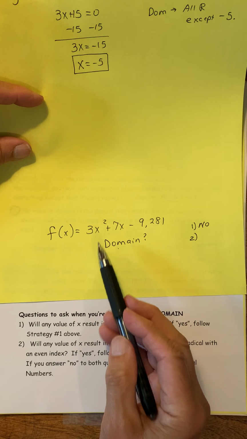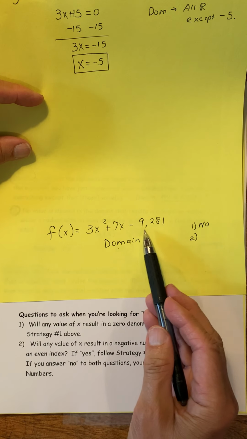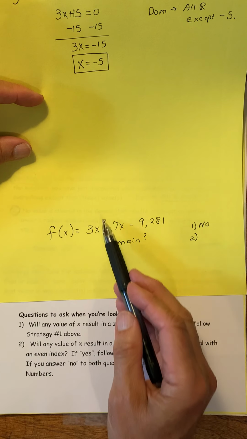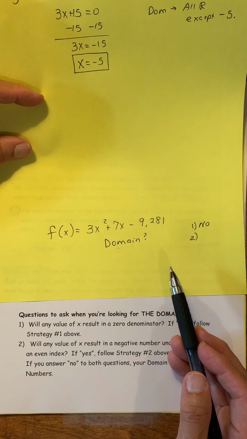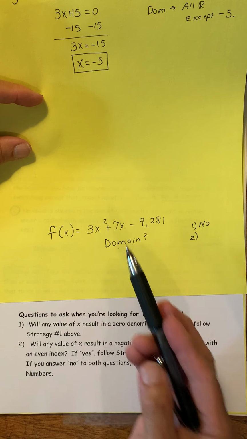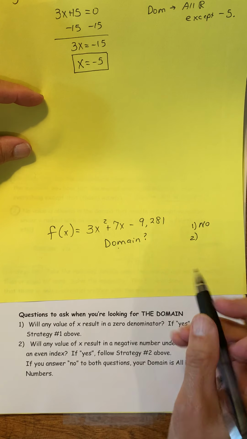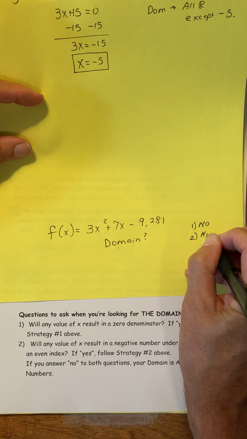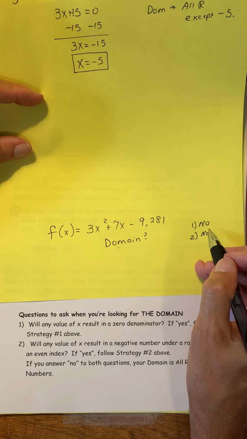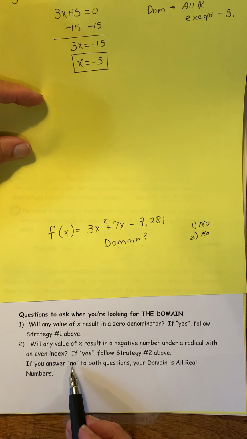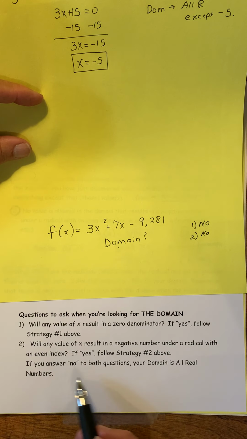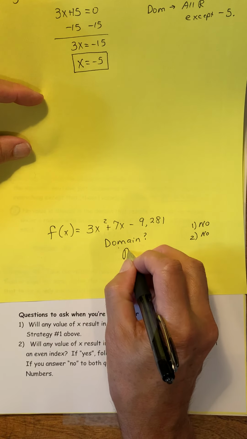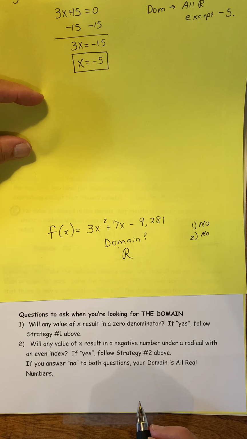Question number 2. Will any value of x result in a negative number under a radical with an even index, like a square root? No, there's no radical. Since there's no radical, there's no way I can have a negative under a radical. I get 2 no answers. If you answer no to both questions, your domain is all real numbers. So my domain, all real numbers.